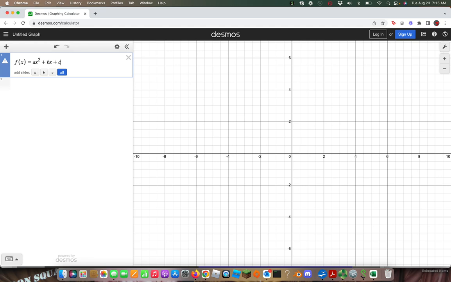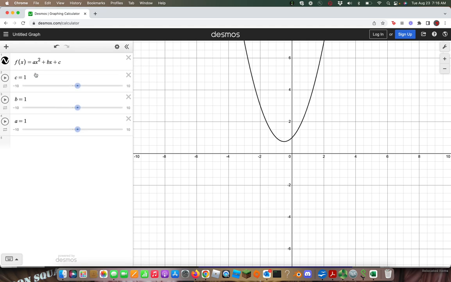But the nice thing we can do with this is we can add what's called a slider, which allows us to put in different values of a, b, and c. So I'm going to go ahead and do a, b, and c for my sliders. And then you can see we have these little dots here that we can move back and forth to give us different values of a, b, and c. And so what I want to do is show you what the different values of a, b, and c do to the graph.